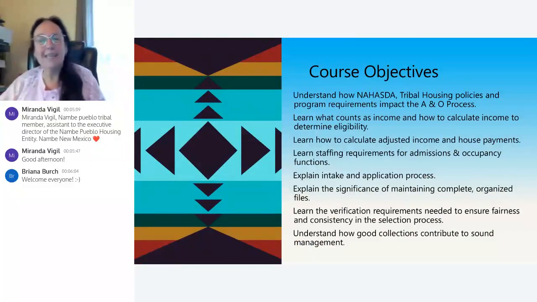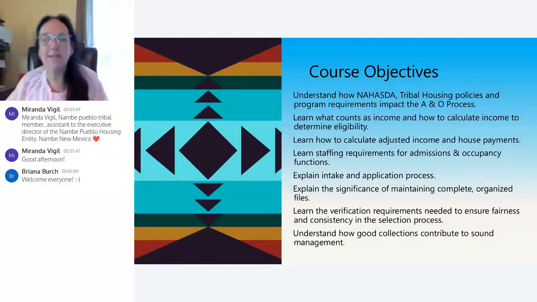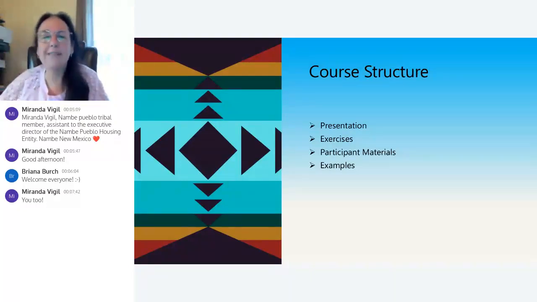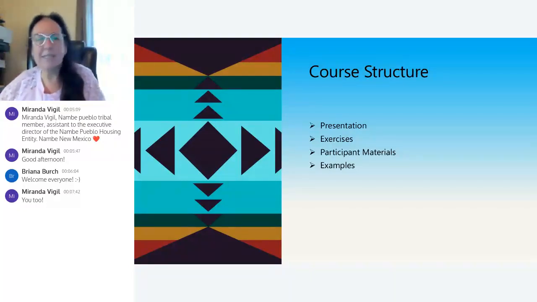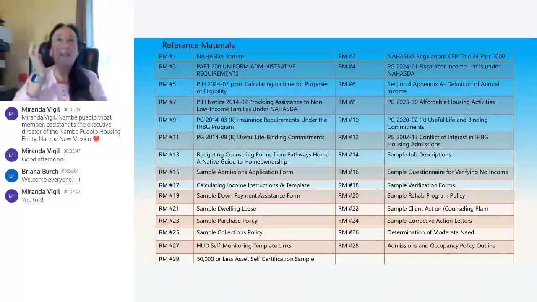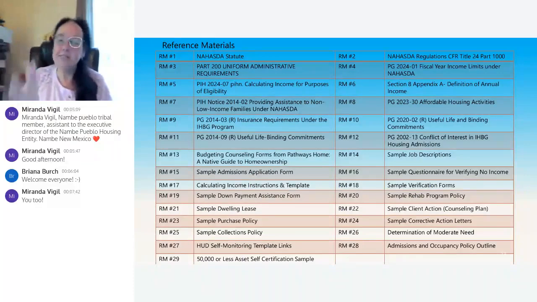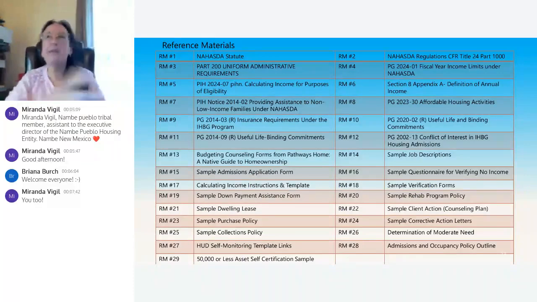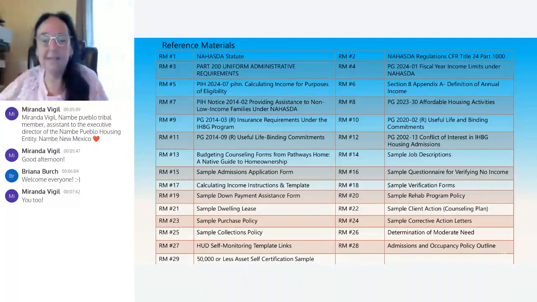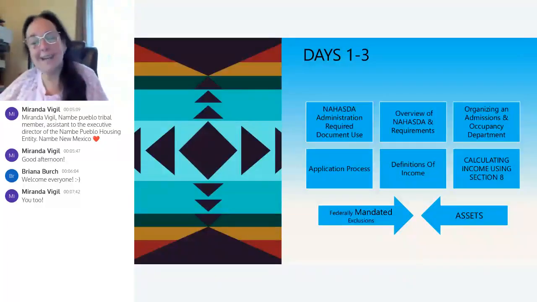So the objectives again: explain the intake and the application process. We're going to talk about the collections today. We hit on verification requirements, staffing, adjusted income. We've been busy throughout those 5 days, with presentations, exercises, materials, and examples, and had you answering questions all the time. I think you got 11 today, so be ready. And these are our reference materials, these sample materials you can't really get anywhere else. So look at them and perhaps grab them if they strike your fancy.